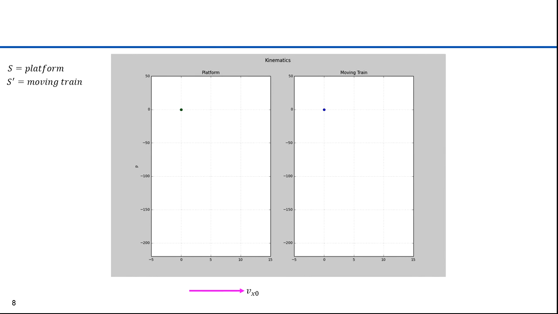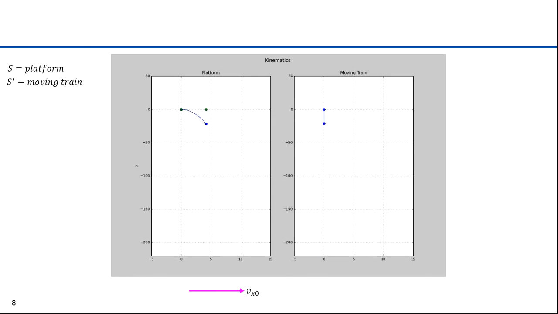In this animation, we depict a ball being dropped on a train traveling at velocity vx0. The panel on the left is from the perspective of the platform. The panel on the right is from the perspective of the train. The green dot that moves horizontally in the left panel depicts the horizontal motion of the train. By Galilean relativity, the same laws of motion apply to the ball in both frames.